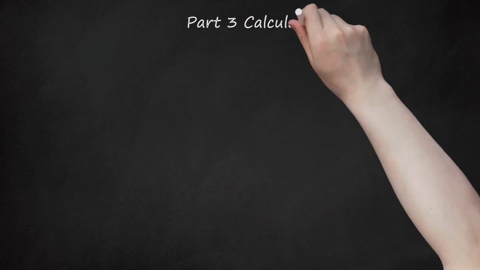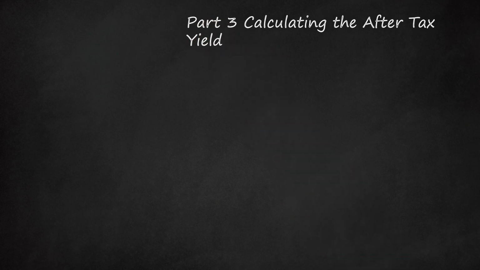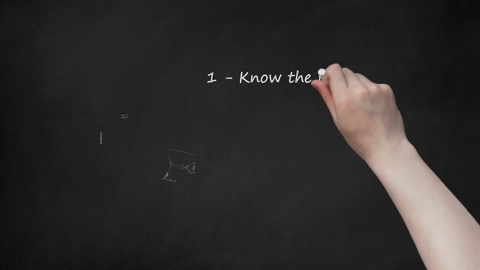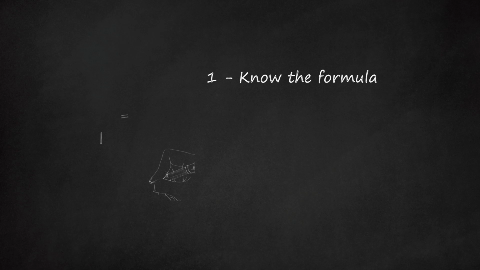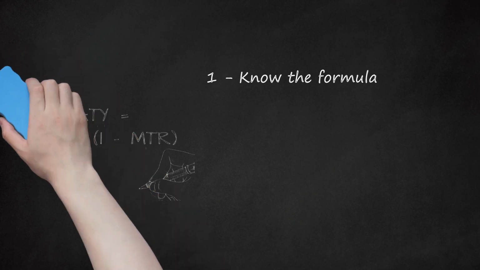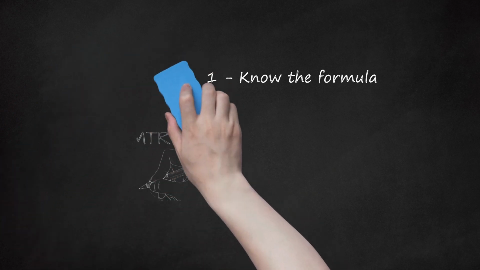Part 3. Calculating the after-tax yield. 1. Know the formula. After-tax yield can be calculated by simply multiplying the pre-tax yield by a multiple that incorporates the marginal tax rate on the bond. This formula is ATY = PTY * (1 - MTR), where ATY is the after-tax rate, PTY is the pre-tax rate, and MTR is the marginal tax rate.